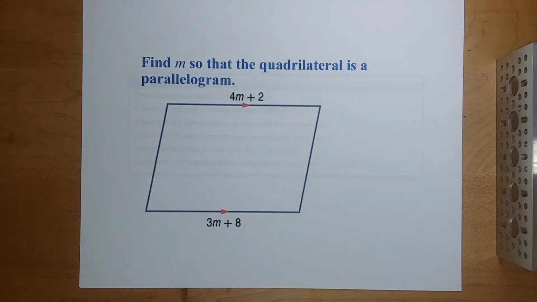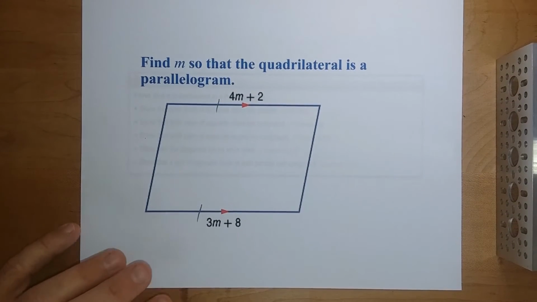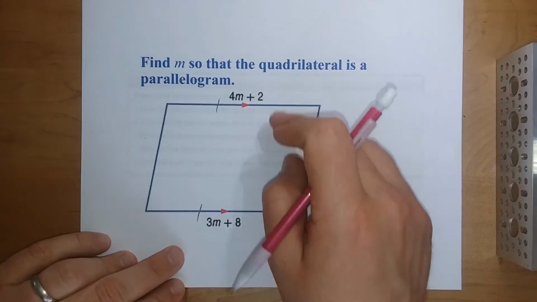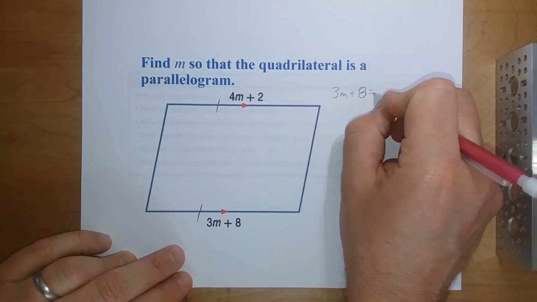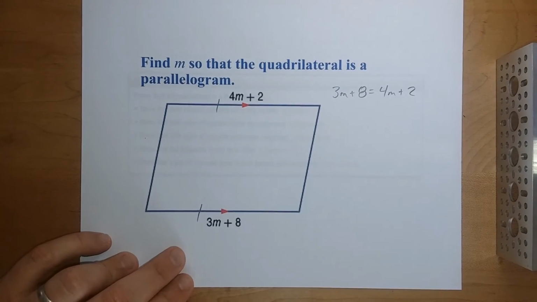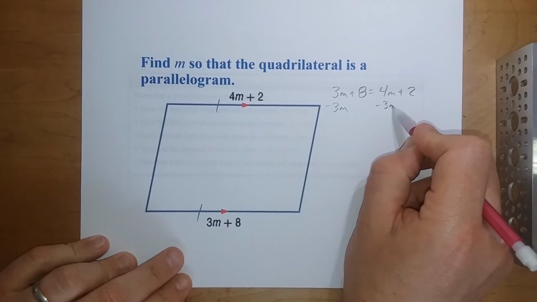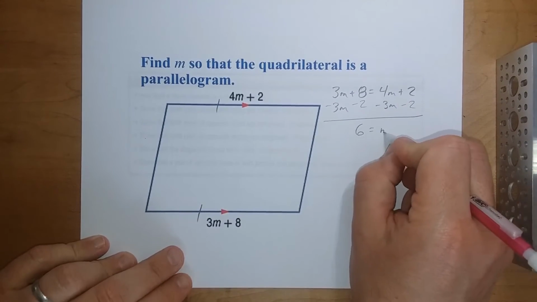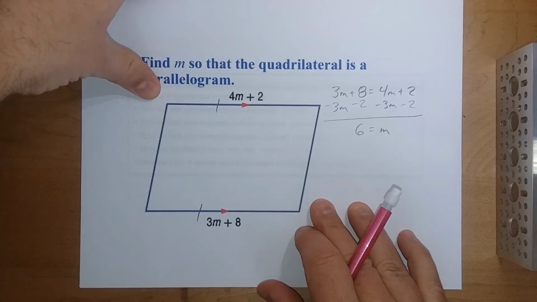Well, what do we know if this is going to be a parallelogram? Those sides are going to have to be congruent, are they not? And from that, we should be able to find this equation. These sides are congruent, they have equal measure. These expressions, therefore, must be equal to one another. And can we solve that for m? What would you do? Subtract 3m from both sides. And subtract 2 from both sides at the same time. We'll get 6 equals m. Okay?